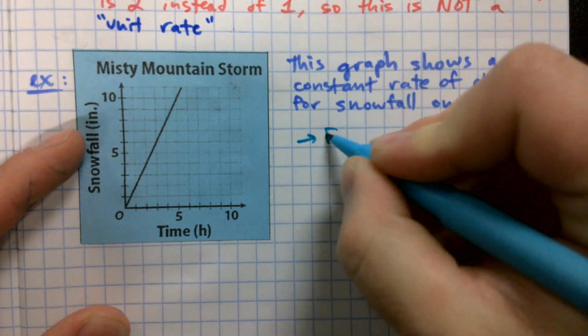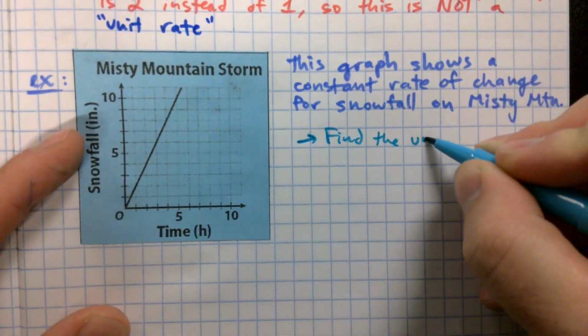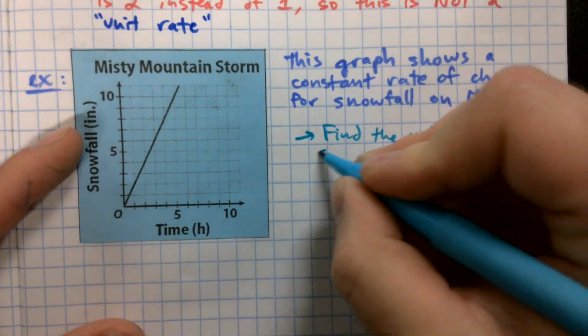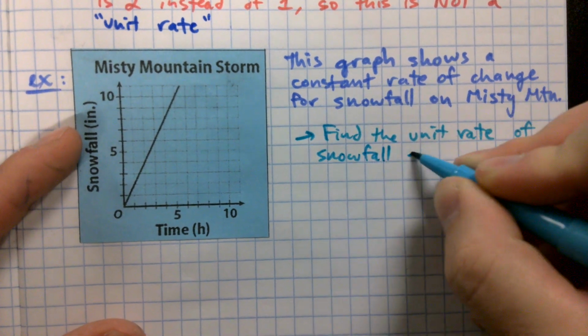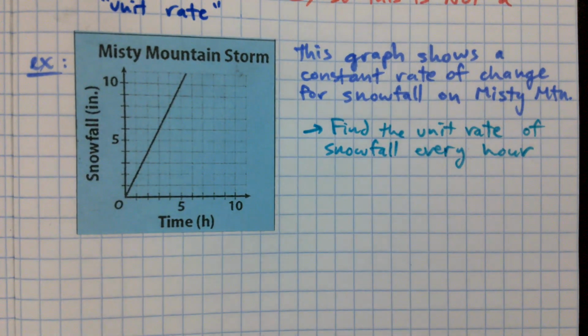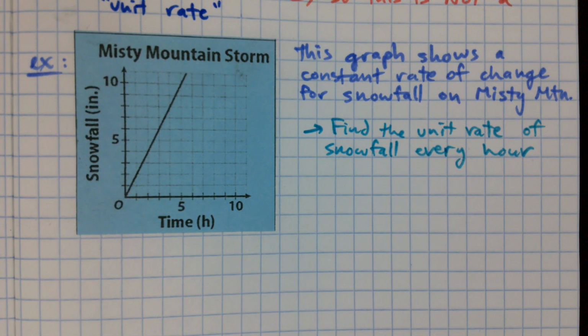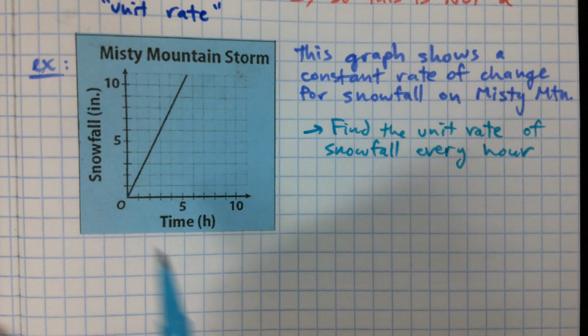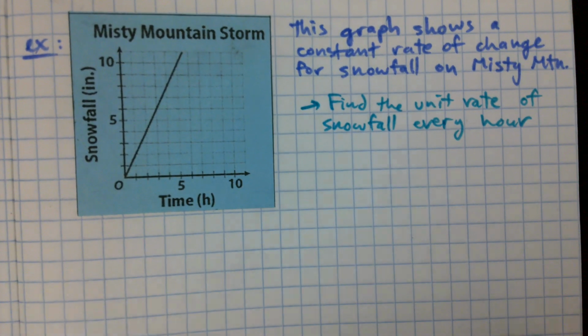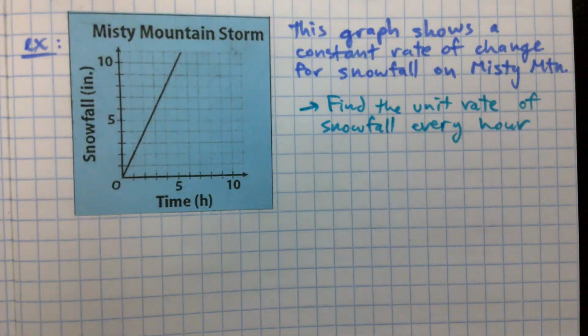All we have to do here is find the unit rate of snowfall every hour. So anytime we're finding a rate, we have two different units. Miles per hour, beats per minute. In this case, we have inches per hour. Our snowfall is measured in inches, kind of like I mentioned with rain earlier. And our time is going to be represented by hours.